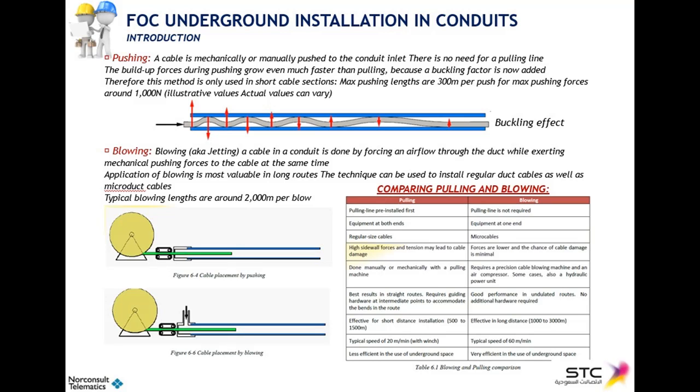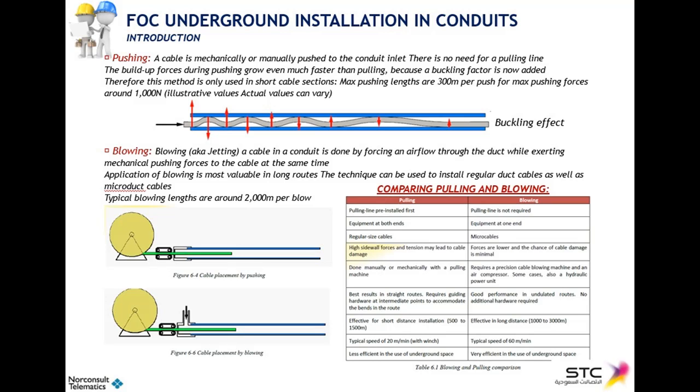The typical speed is much lower in pulling than in blowing. We are comparing here typical values of 20 meters per minute with pulling and 60 meters per minute with blowing, so it's 3 times faster. And actually this is a very shy statement here. Blowing can run at much faster speeds than 60 meters per minute.